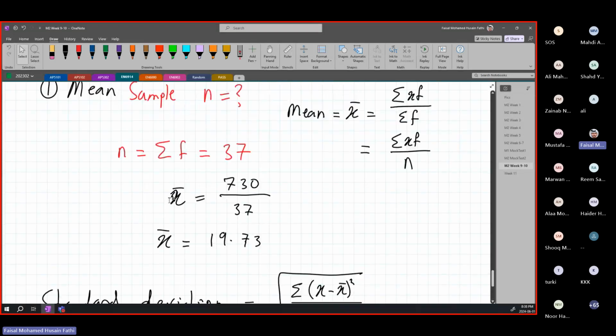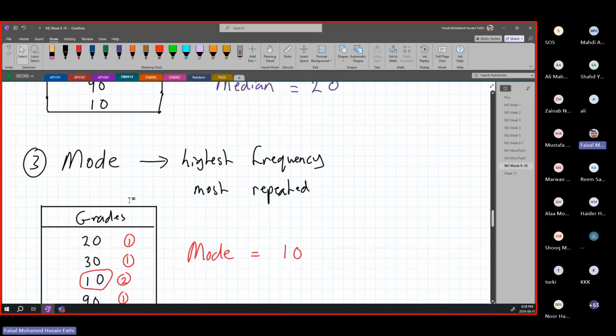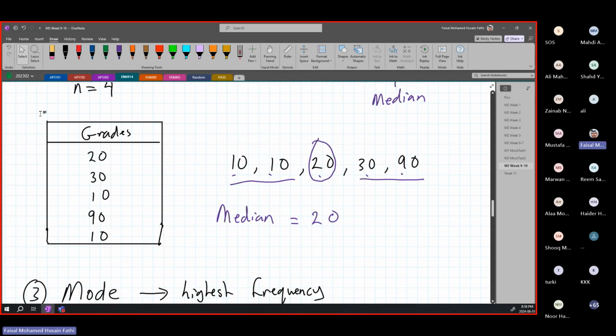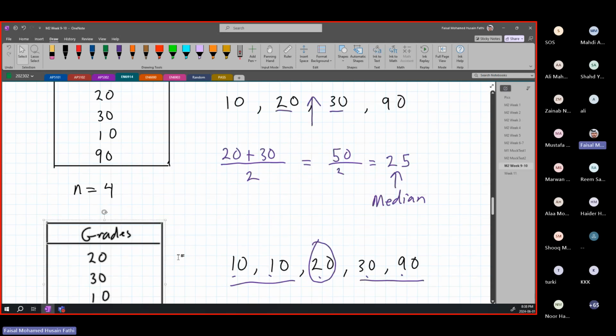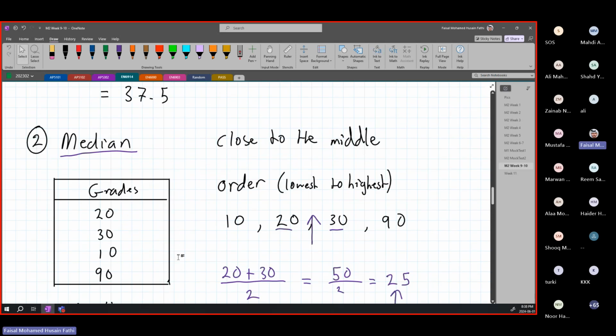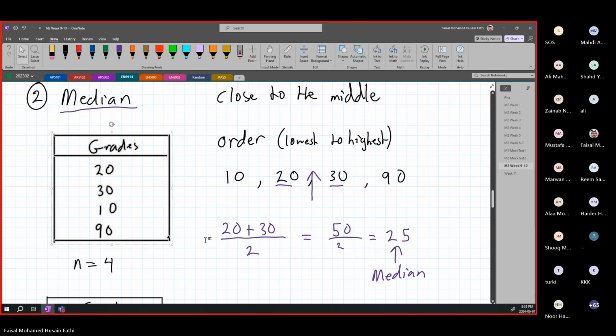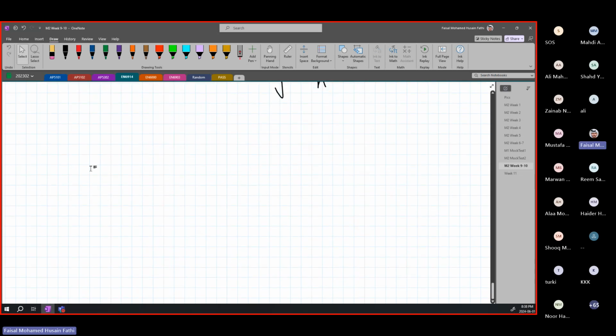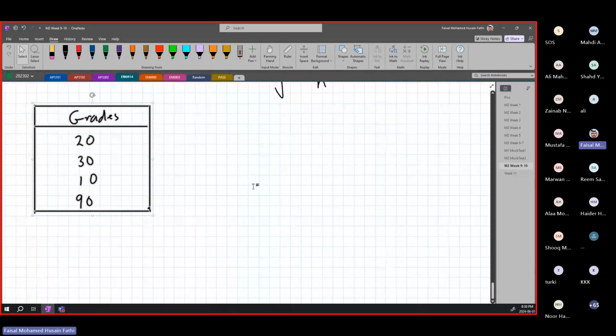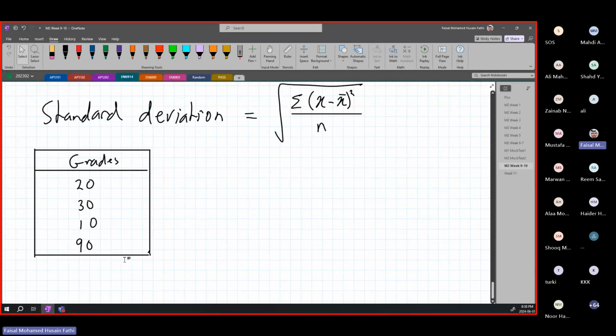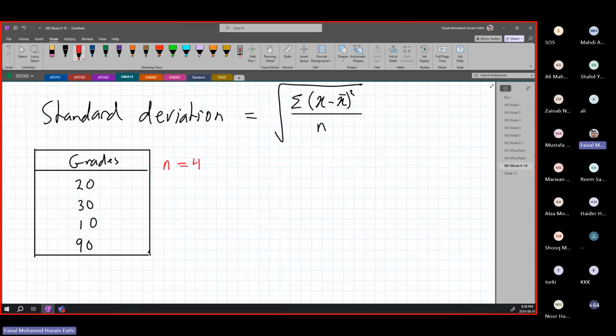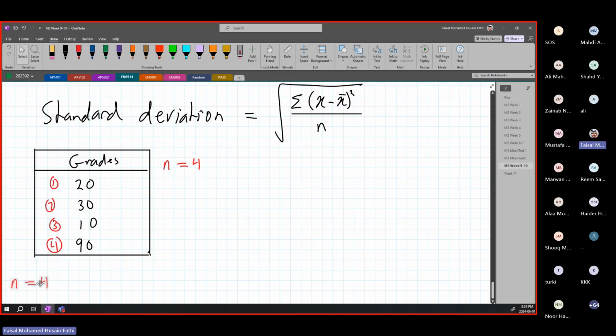Let us look at both examples. Let us first look at when we had these grades over here. Or actually, let's do the simpler one. The standard deviation of, let's say we have these grades 20, 30, 10, 90. We know our n here is equal to 4, right? Because we have 1, 2, 3, and 4. And we found our mean earlier.